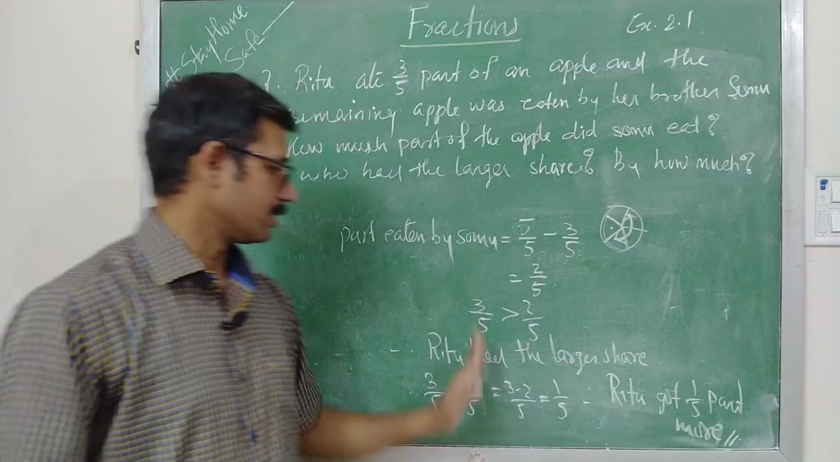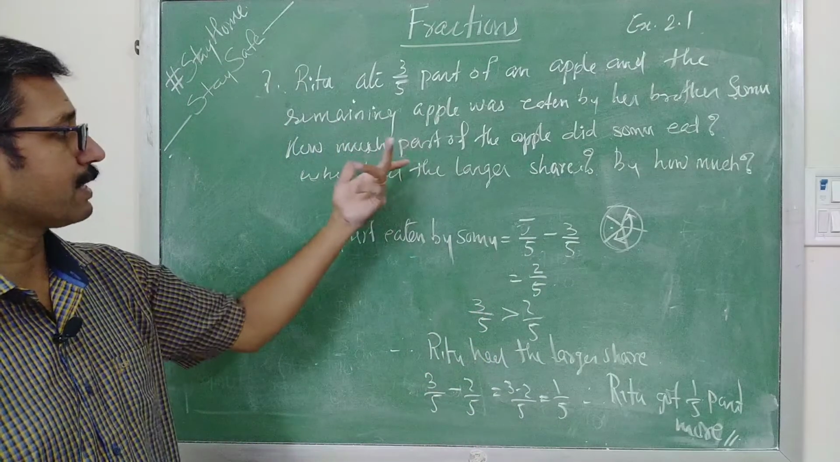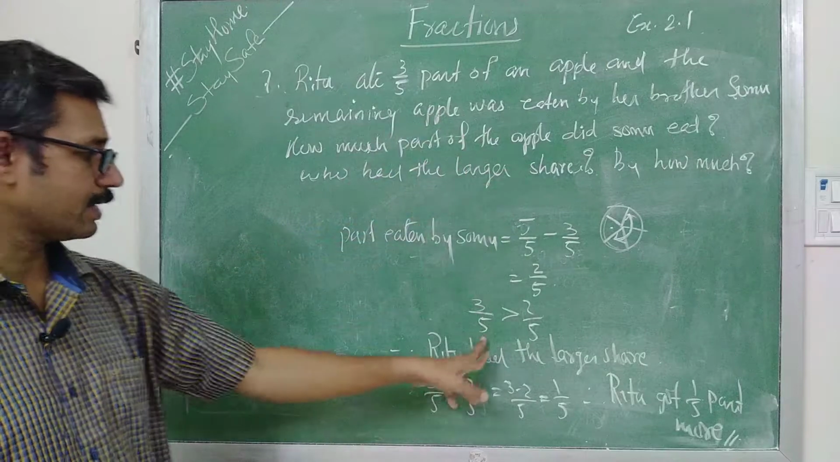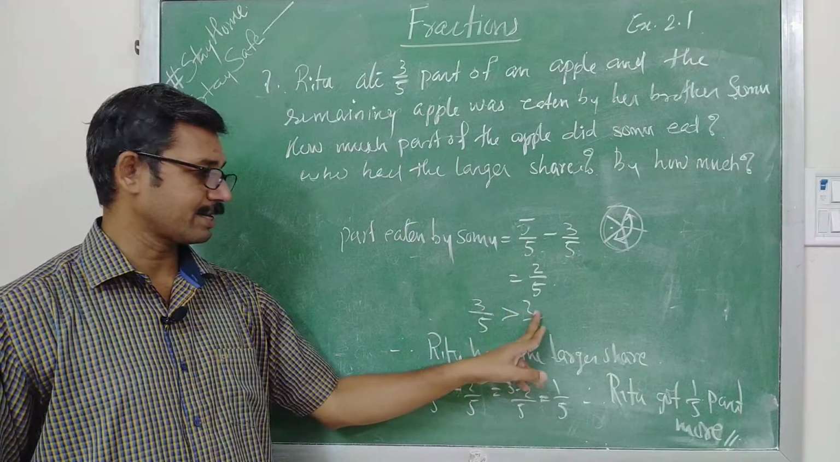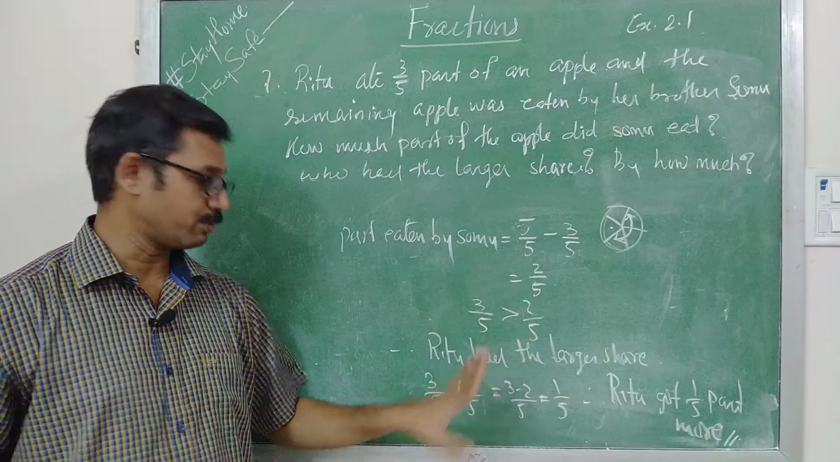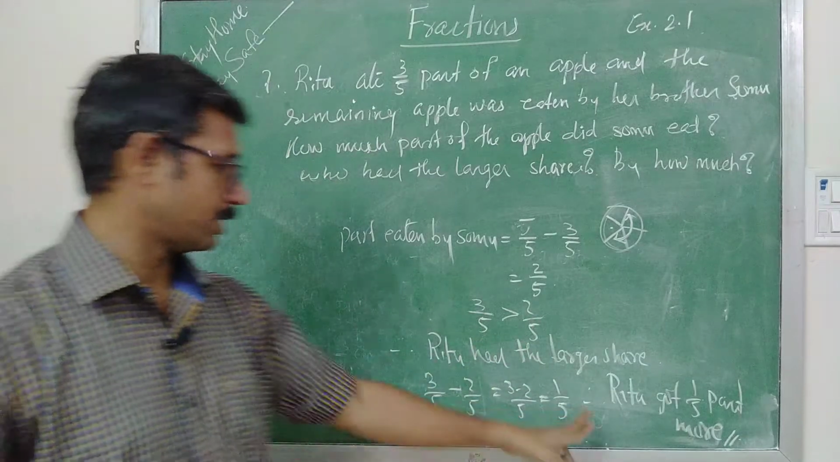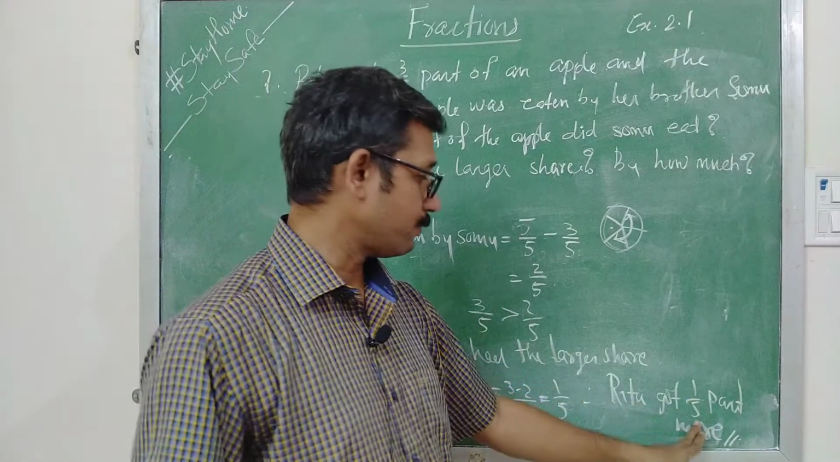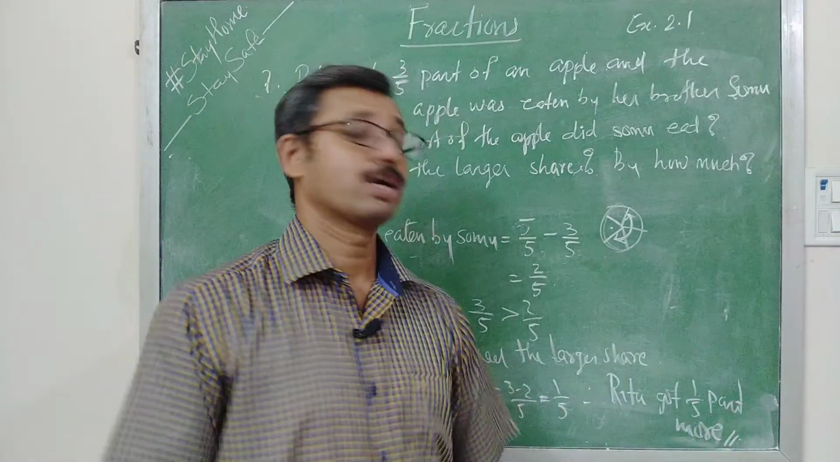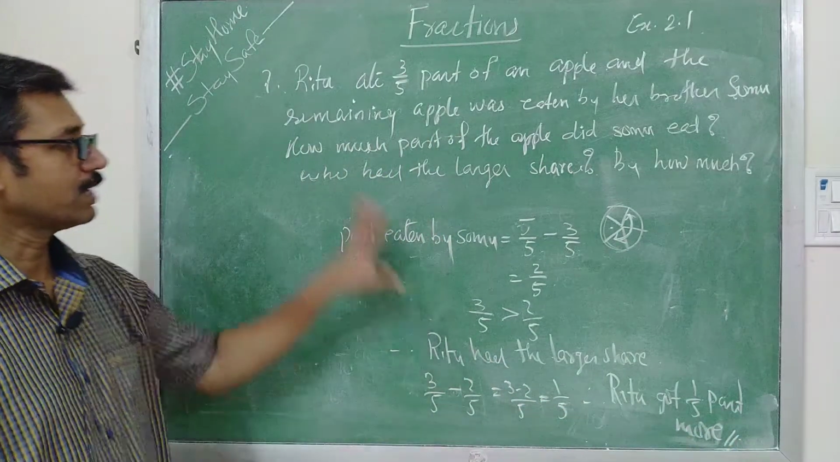Sure? Okay. Now we have to compare that. Who got more? Here the denominator is the same, so 3 is greater, so Ritu got more. Now by how much? That is subtracting. So 1 upon 5 part more Ritu got. Sure, all of you? So that is about this.